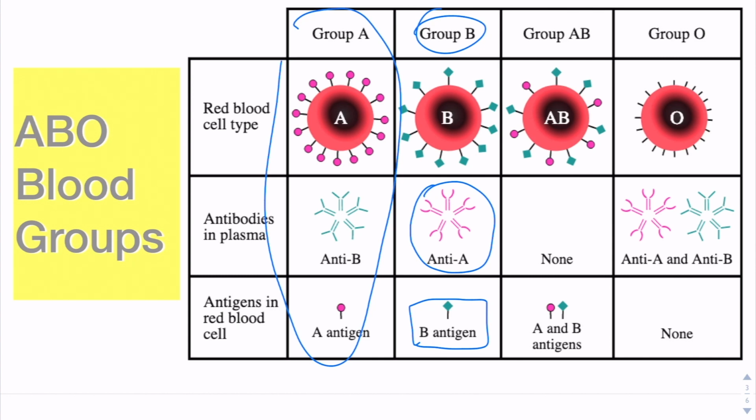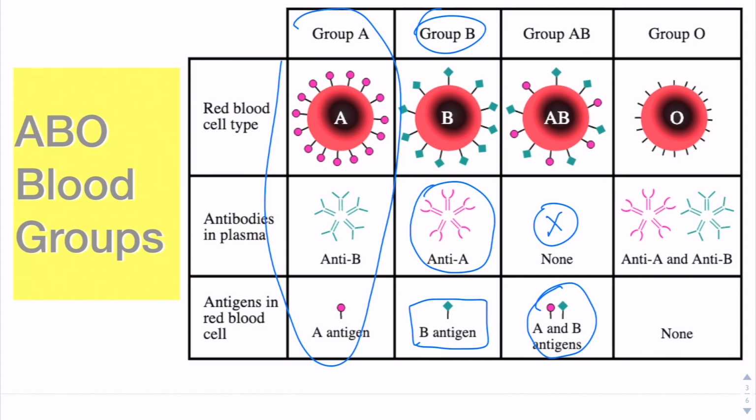Of course, if you are of blood type AB, as you have both antigen A and antigen B on your red cells, you shouldn't have any antibodies in your blood. Otherwise, your red cells will be attacked by yourself, by your own antibodies. So that will be risky.